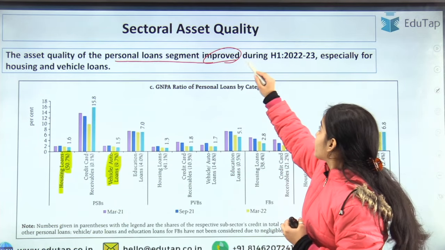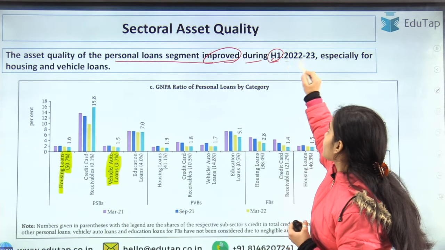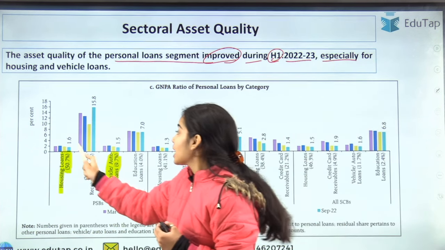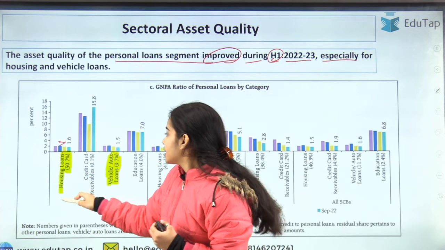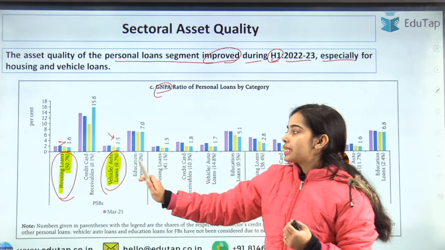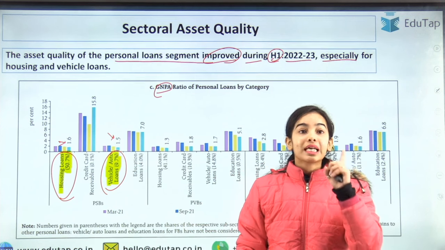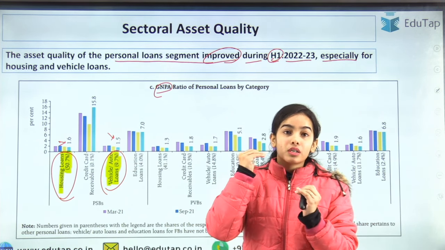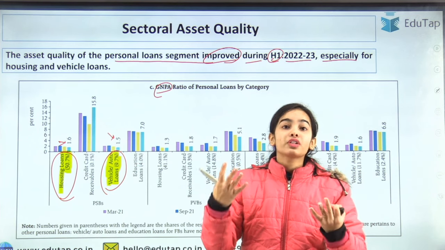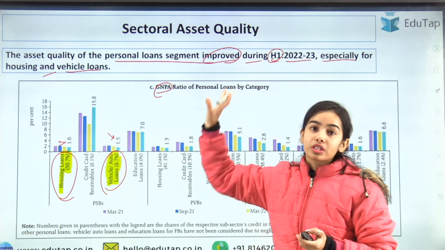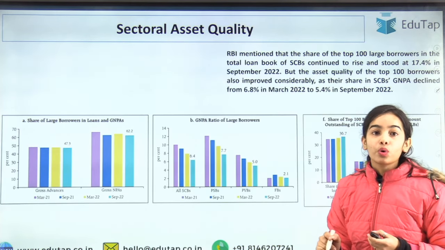Okay, during the first half of 2022-23, especially for housing and vehicle loans, you can see how low the GNPA is in these categories. You have to remember that in the personal loan segment, the lowest GNPA, or the highest asset quality, is in the housing loans and the vehicle loans. This was also given in the newspaper, so you have to remember it.